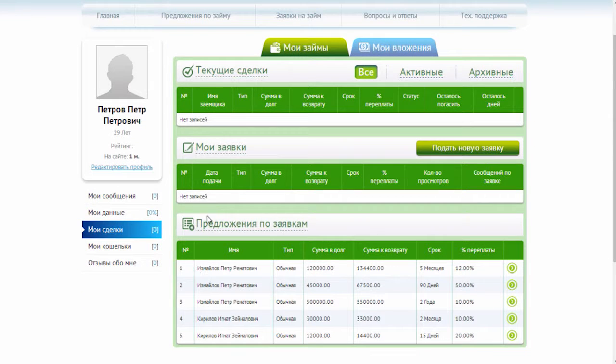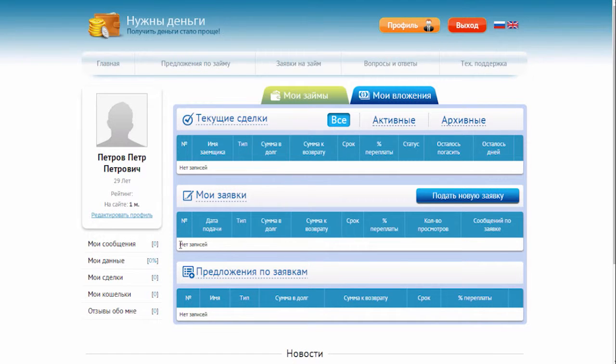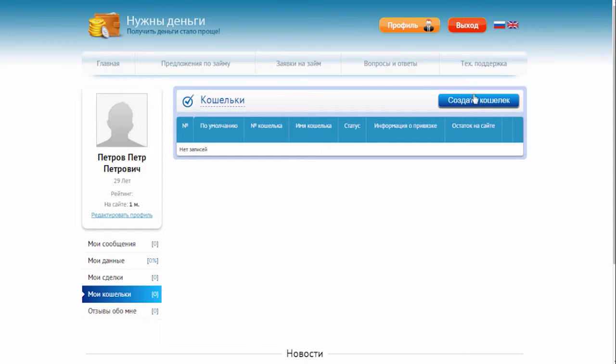We see two tabs: My Loans and My Deposits. My Loans is where we want to borrow from. My Deposits is where we are ready to deposit. We anchor a wallet to processing.